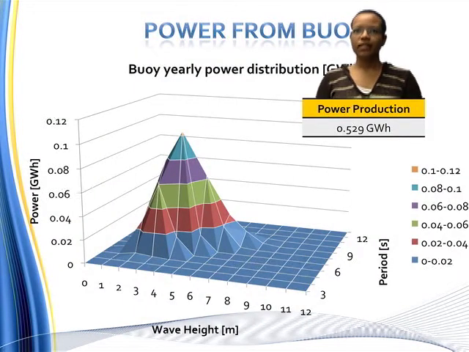Here we can see that the buoy's yearly power distribution graph for our group is very different than the one calculated from the common data. It has a very narrow peak production point at a wave height of 5 meters and a period of 8 seconds. It will only produce about a half of a gigawatt hour over the year.